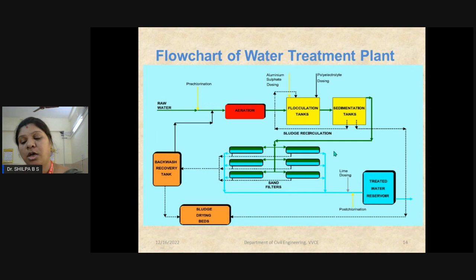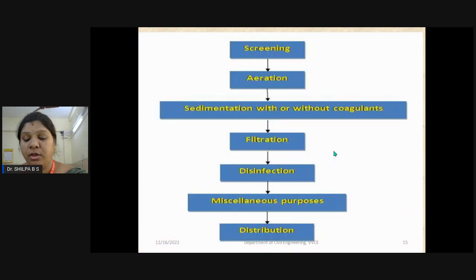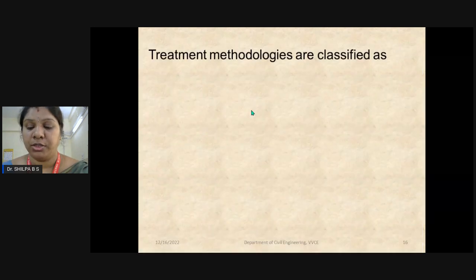Okay, so this is how the various treatment units are used in a conventional water treatment plant. Again, this is the flow sheet. From screening and aeration, depending on the water quality, they can go for sedimentation with or without coagulation, then filtration, disinfection, followed by miscellaneous methods.